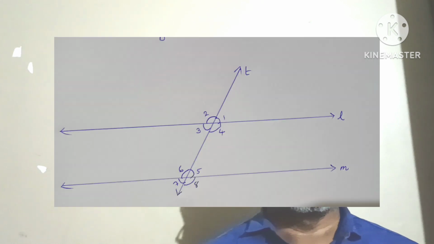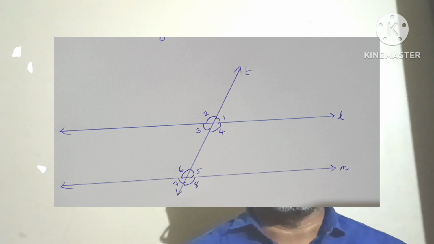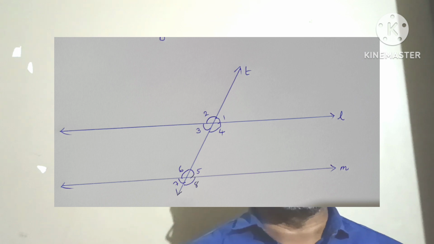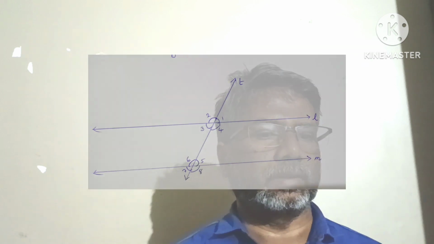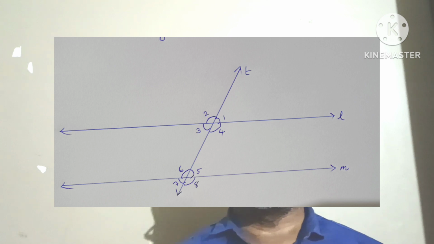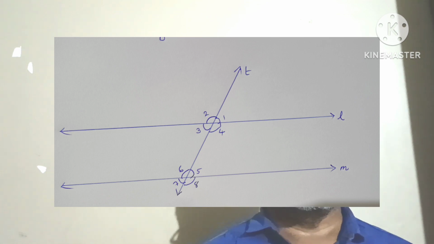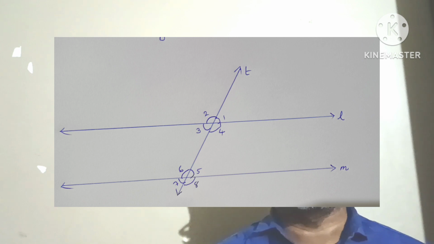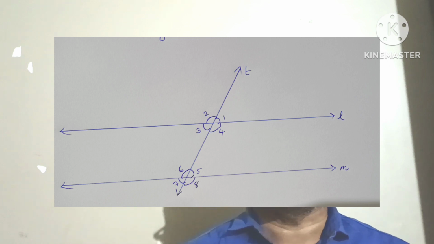Another pair you can see in this figure is alternate interior angles. When a pair of parallel lines, say L and M, are intersected by a transversal T, four interior angles are formed in this figure. You can see angle 3, angle 4, angle 5, angle 6. These are interior angles. One is on the left side of the transversal and the other one is on the right side of the transversal, that is angle 3 and angle 5. Similarly, angle 4 and angle 6. This pair of angles is known as alternate interior angles.